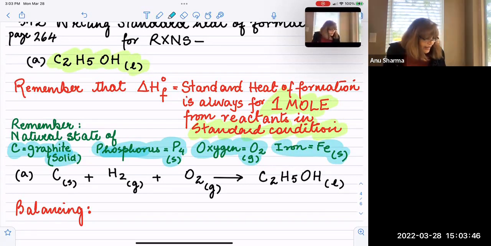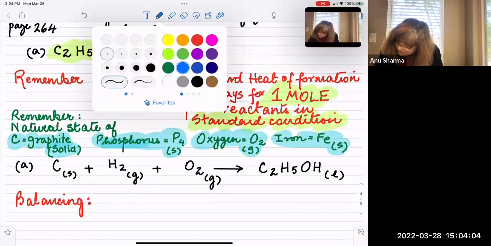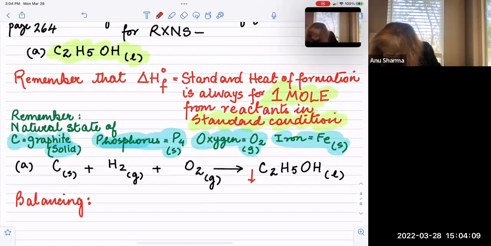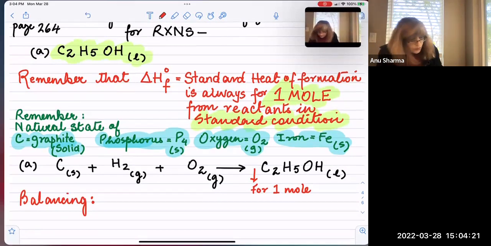So here we have this equation in which they are asking you to write the formation of 1 mole. Remember, the question is asking for 1 mole, so this will always be for 1 mole. The question is asking to write the heat of formation for this reaction. So going back, how many carbons are there? There are 2 carbons, right?